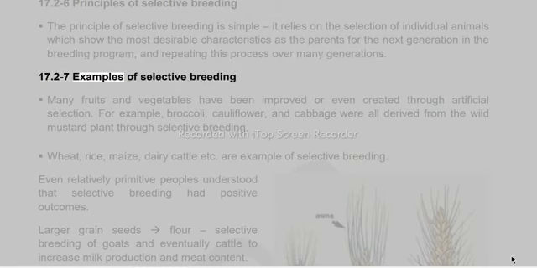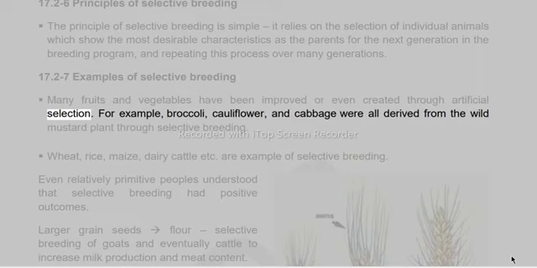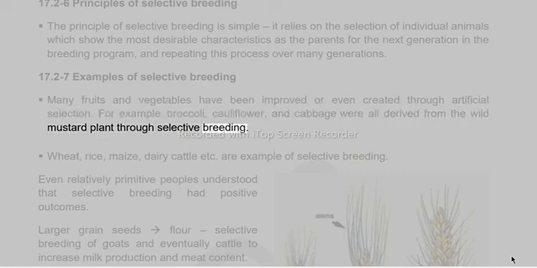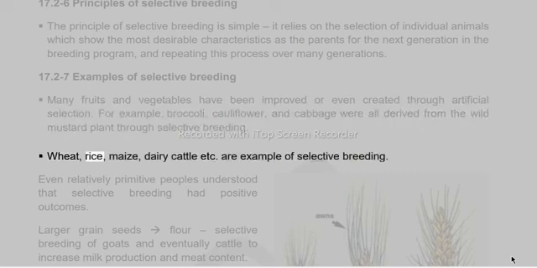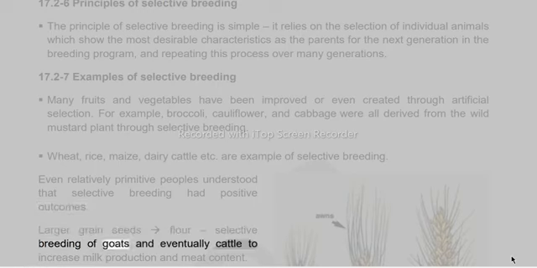17.2-7 Examples of selective breeding. Many fruits and vegetables have been improved or even created through artificial selection. For example, broccoli, cauliflower, and cabbage were all derived from the wild mustard plant through selective breeding. Wheat, rice, maize, dairy cattle etc. are examples of selective breeding. Even relatively primitive peoples understood that selective breeding had positive outcomes: larger grain seeds, flour, selective breeding of goats and eventually cattle to increase milk production and meat content.